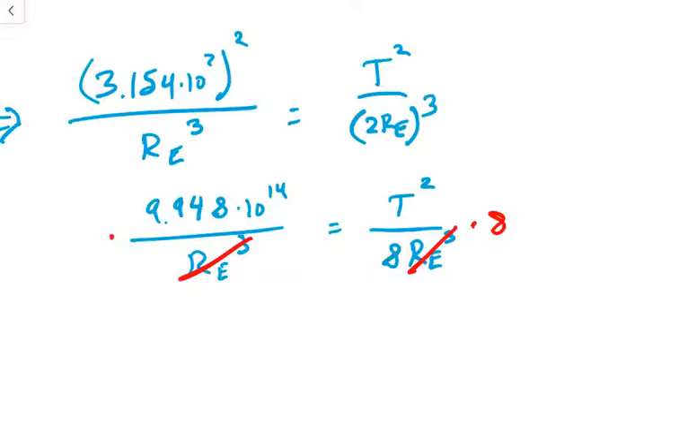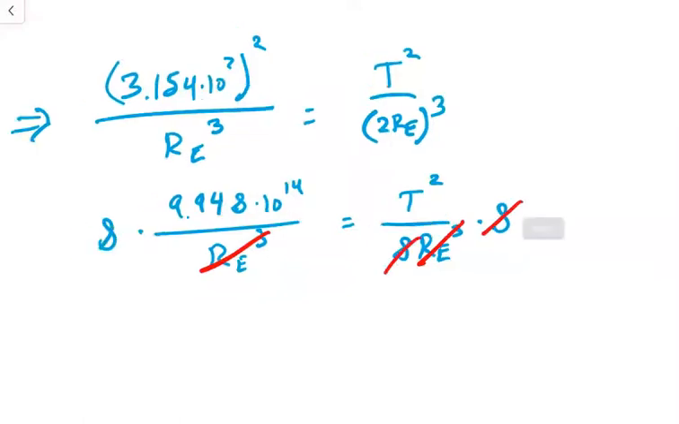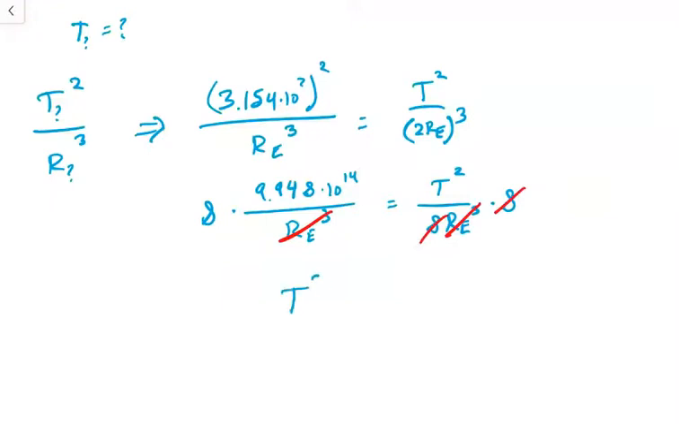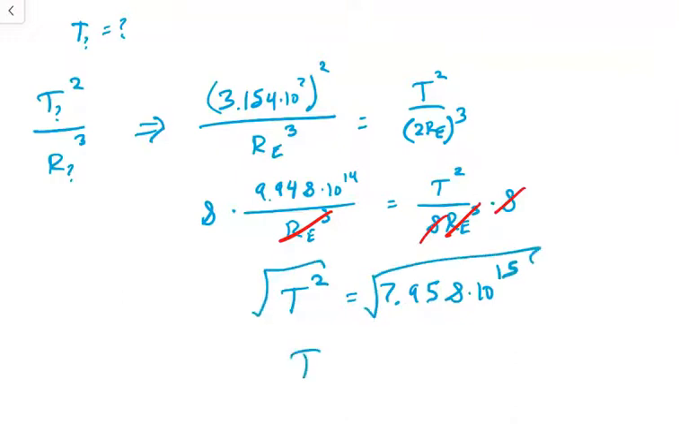Let's actually do it in blue. Times 8, and that cancels out this 8. And I'm left with time period on the right. So I have time period squared is equal to this number times 8. So I end up with 7.958 times 10 to the 15th, and I need to square root both sides. To get time period equal to 8.92 times 10 to the power of 7 seconds.